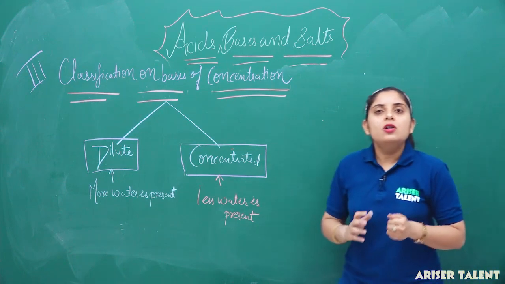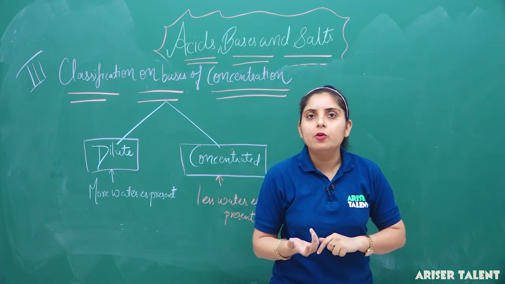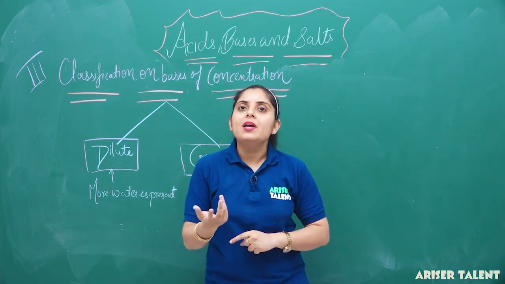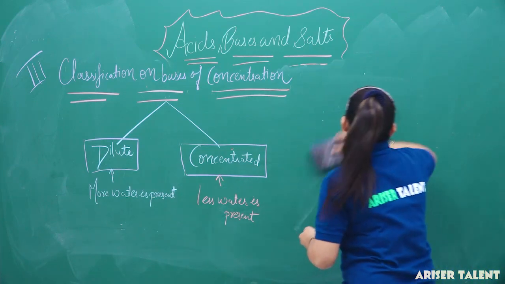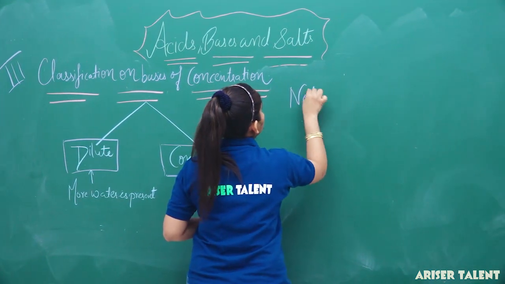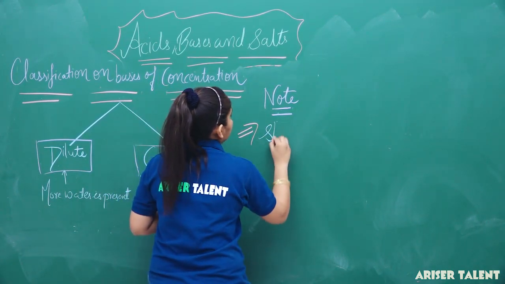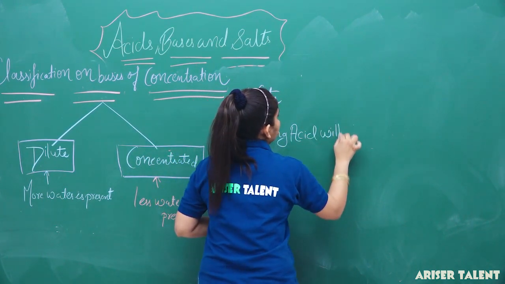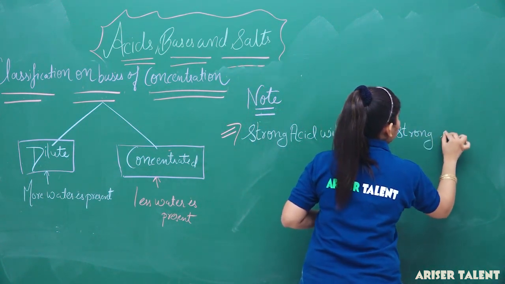Now we can also say that a weak acid stays weak even when it is concentrated, because it will not give hydronium ions in the solution. A strong acid will be the strong one even if it is diluted, because it has the ability to produce hydronium ions in the solution. So we can conclude two points from here, for note purposes. Our first point is: a strong acid will remain strong even if it is diluted.